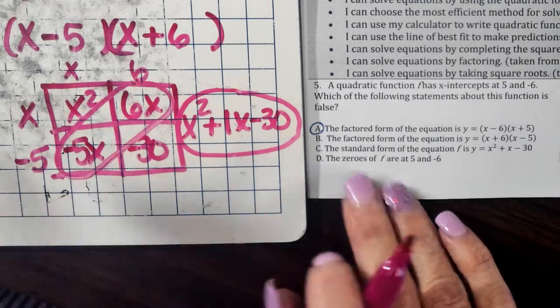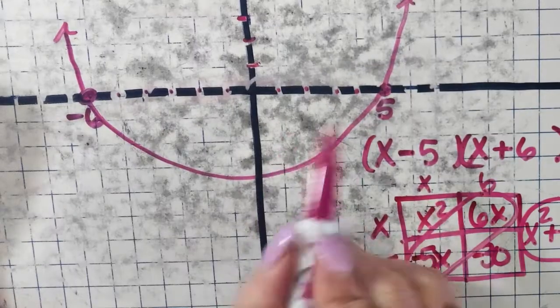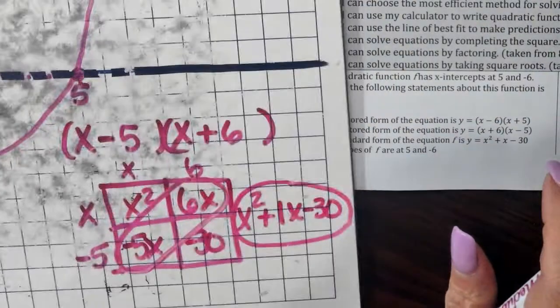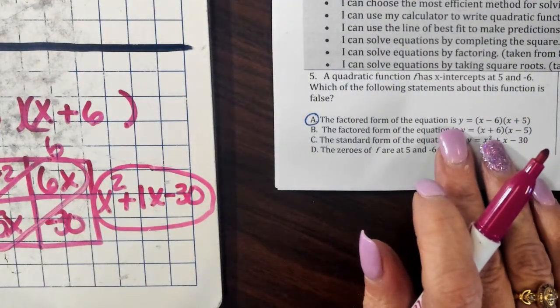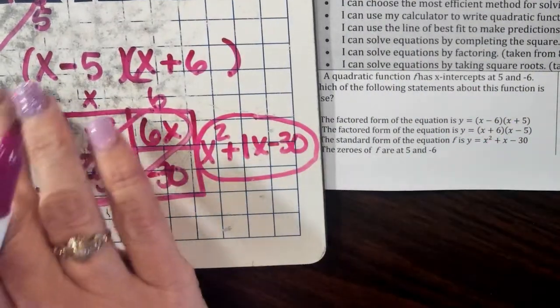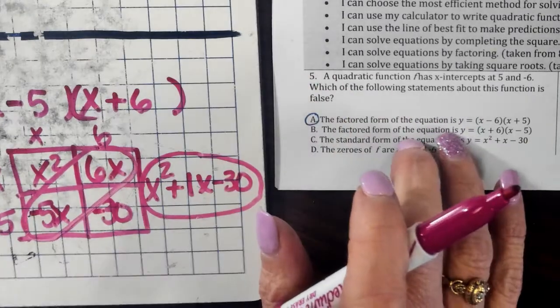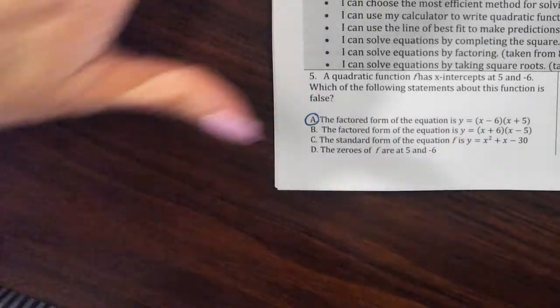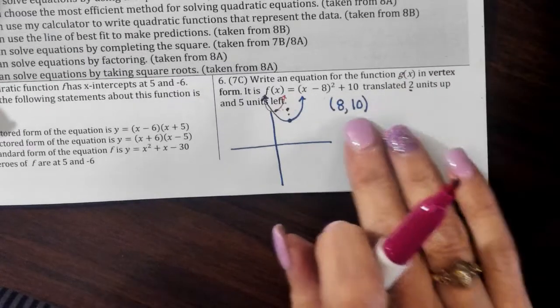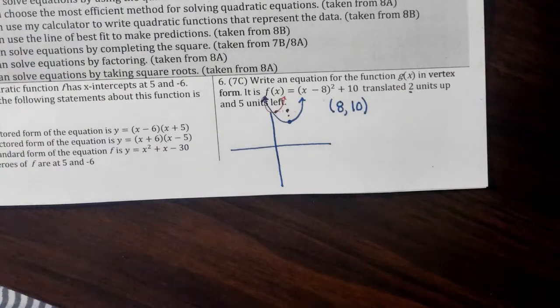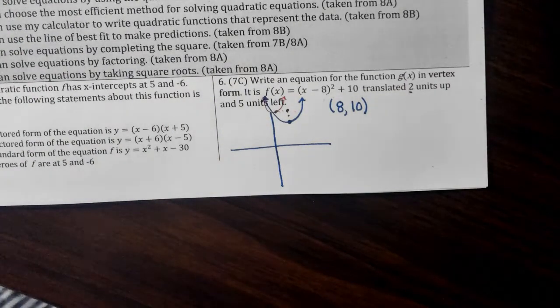The zeros are at 5 and -6. Well, yes, that's my zeros, 5 and -6. So, yes, A was the incorrect one because the factored form was -5 and +6. So that's where I got the A. All right, the next one. I started on this one, and this was when somebody came in my room and I had to stop. All right, so here we go.